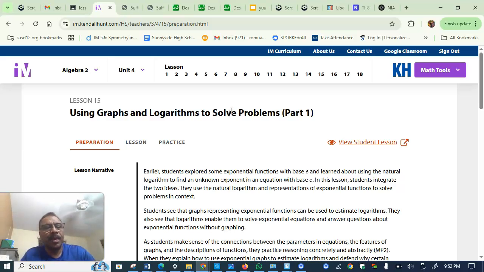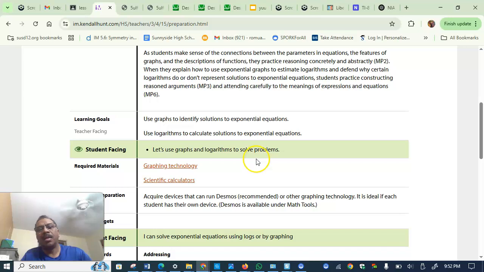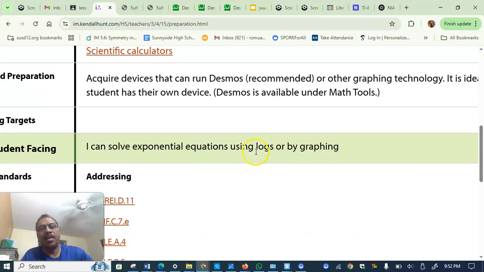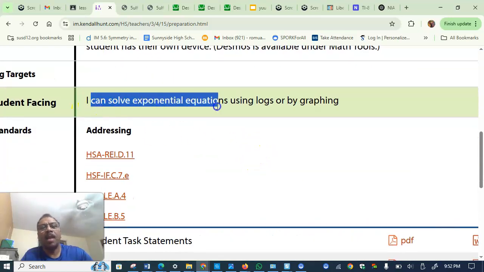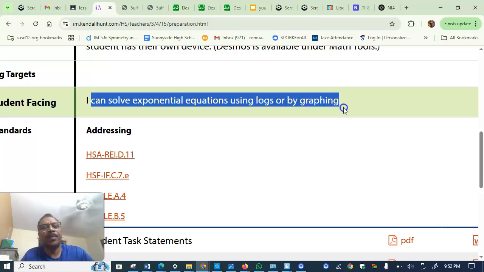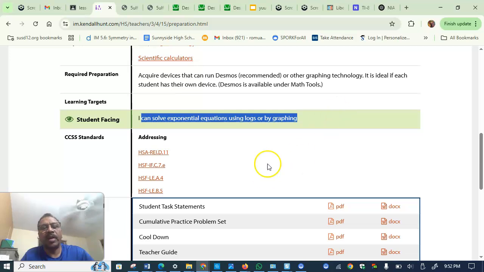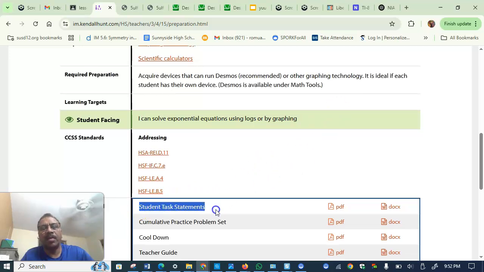How does the undo function, which is the inverse function, the logarithm of the exponential, help us solve the equation? So let's go to the first. The goal of the lesson, the learning target, is I can solve equations using logs by graphing. Okay, so let me go straight to the students' talk. I'm going to walk through some of those, whatever is possible.